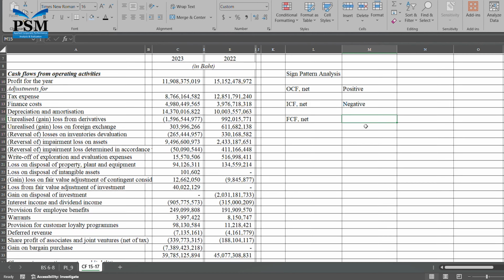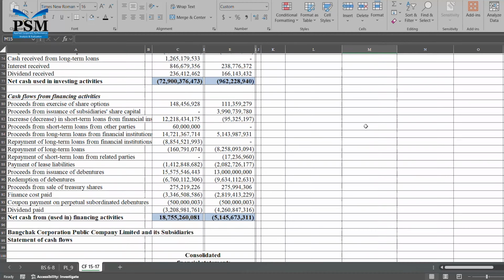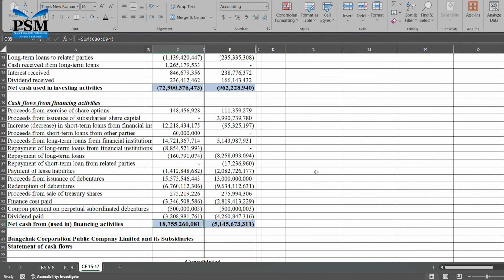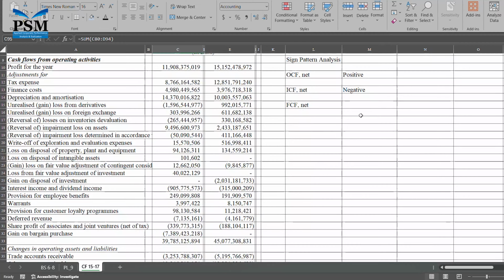And the FCF section: you go down to the financing activity section, and the number is a positive number, plus 18. We are not interested in the number now, we only want the sign. That's why it's called sign pattern analysis. It is a positive number. This is for the year 2023. We get positive, negative, positive.